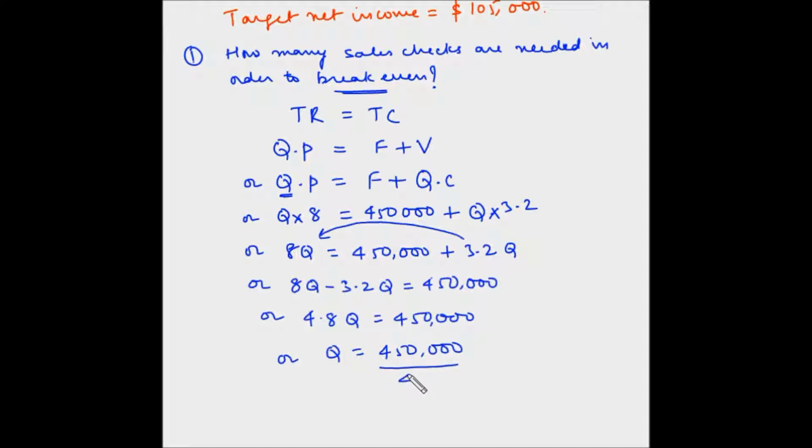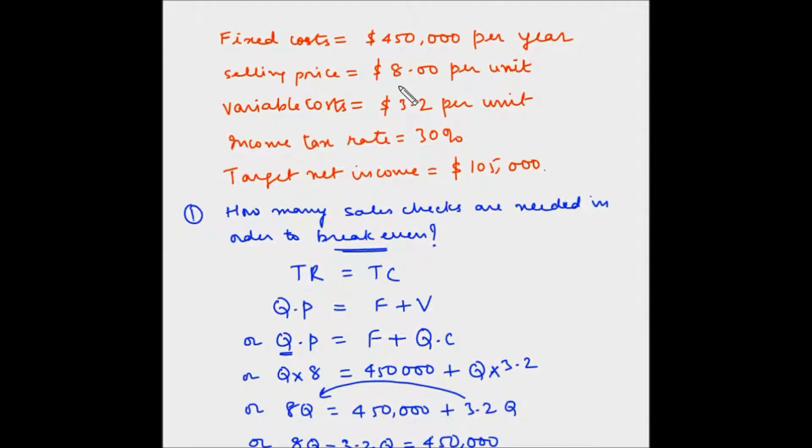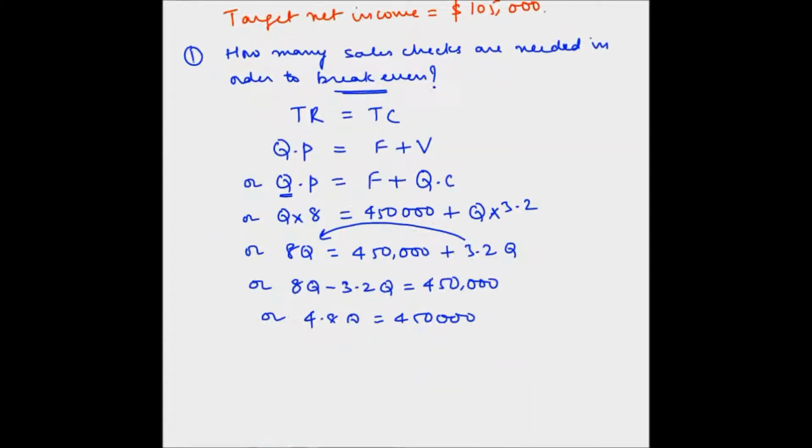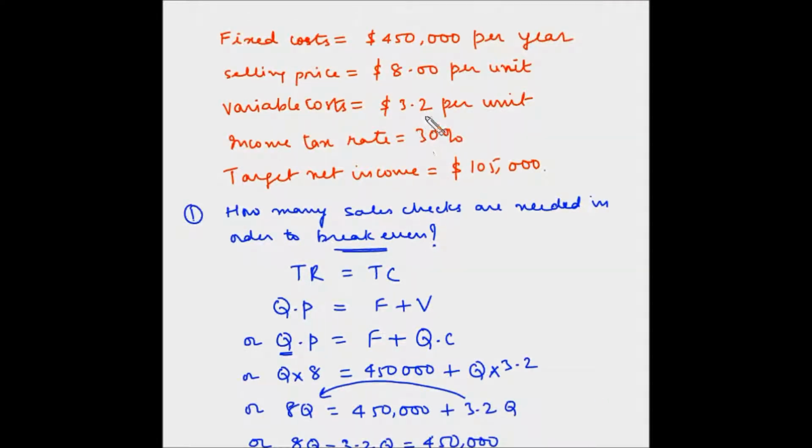450,000 divided by 4.8, which is equal to 93,750 units, or in other terms 93,750 sales checks. So in other terms, if we are considering the selling price to be $8 per unit or per sale check, then we need 93,750 sales checks in order to recover all the costs and break even.